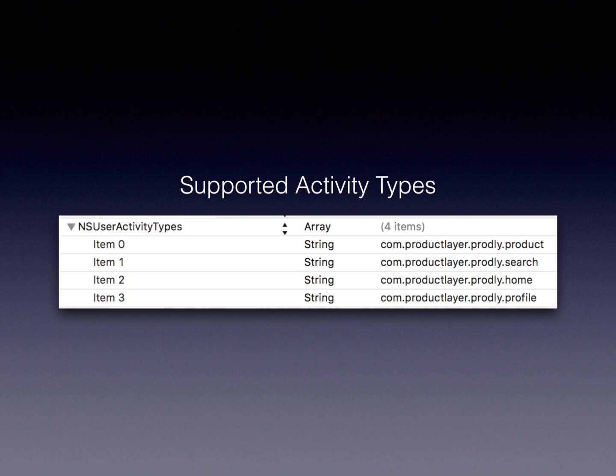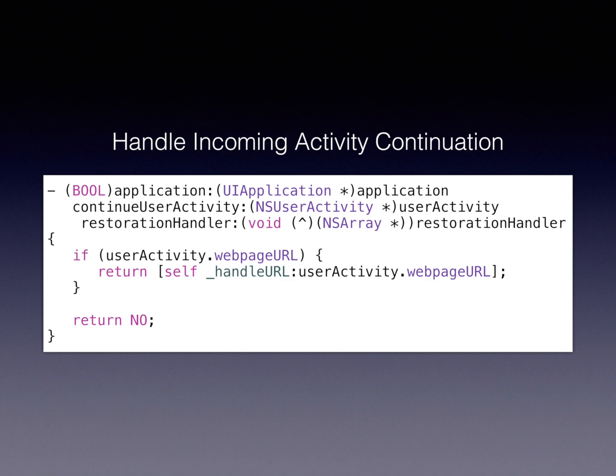And to handle the incoming activity continuation, we again turn to the application delegate, which has a method continueUserActivity. And in our case, because every activity that we track, you will see that on the next slide, has this web page URL, which is the URL where the user can see exactly what he's viewing in the app right now. Because we get this URL, we are already done, because if you remember, I have this underscore handleURL method, which then navigates in the Prodigy app to the right place.